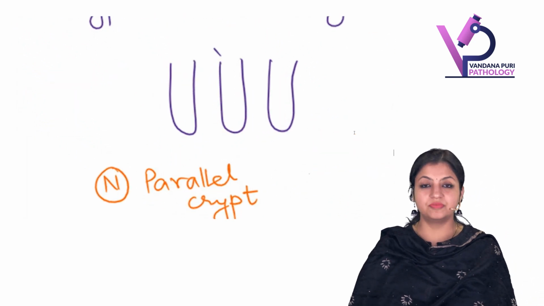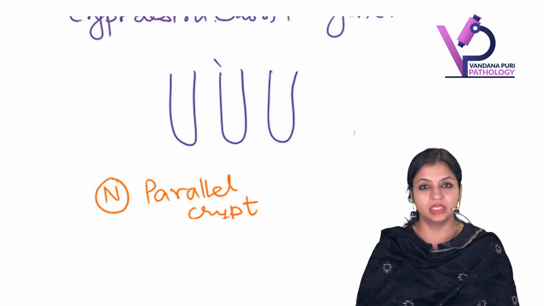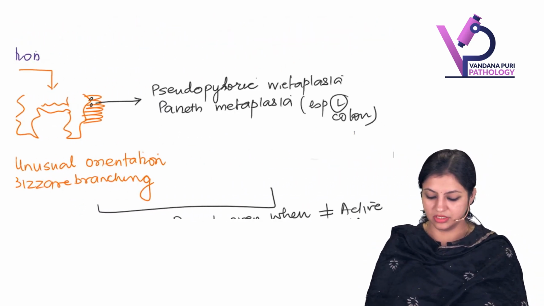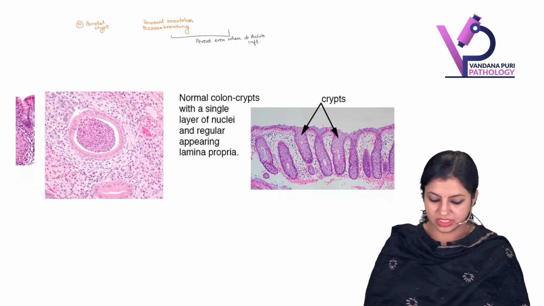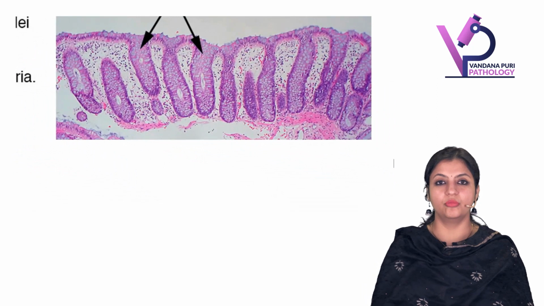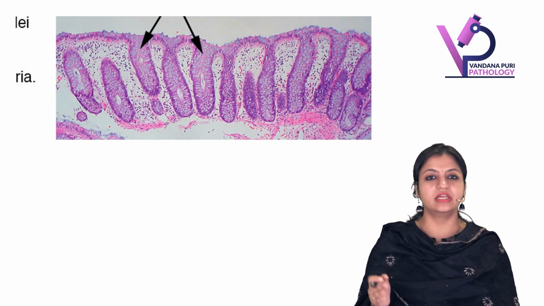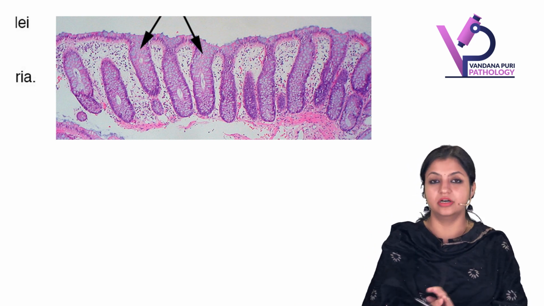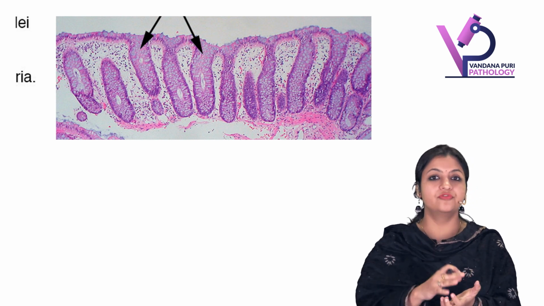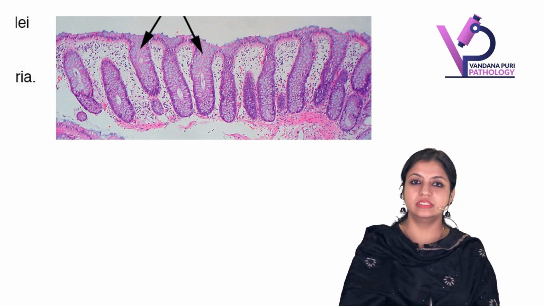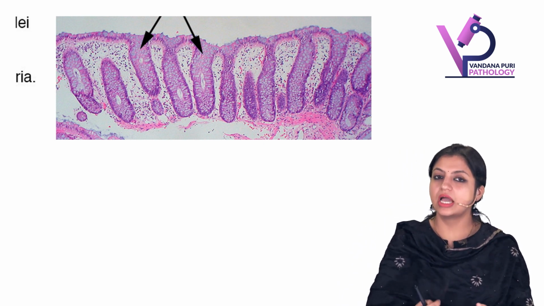If you know the crypts, normally the crypts are like these. They are very well parallel crypts like this. This is a normal crypt. So let's see the real histopathology of a normal crypt. Yes, this is a normal crypt. Very neat, clean, parallel, very nice crypt. So the first indicator of active disease is that these crypts become full of neutrophils, and that is called crypt abscess.